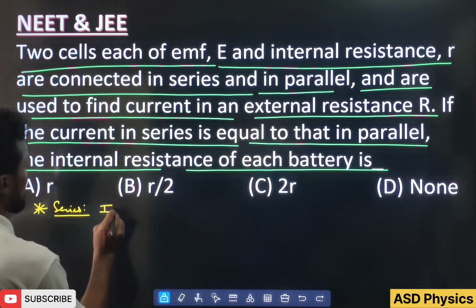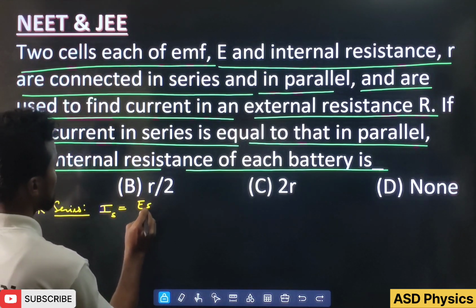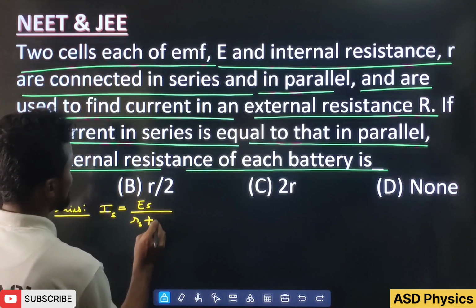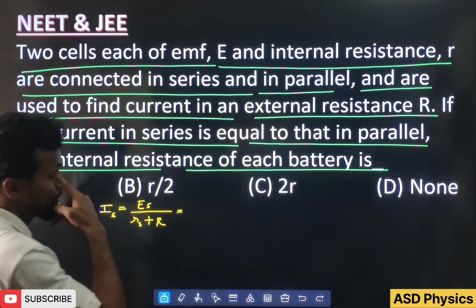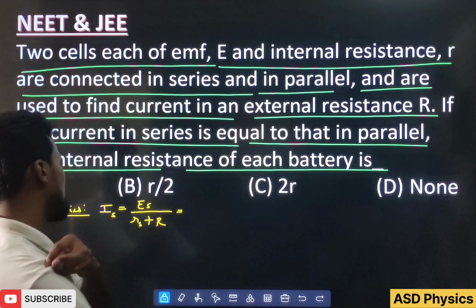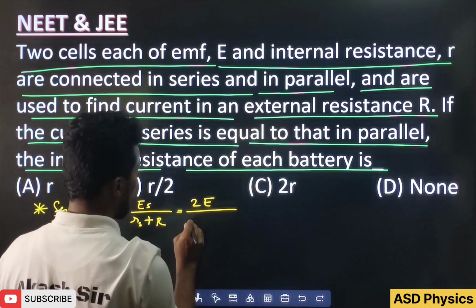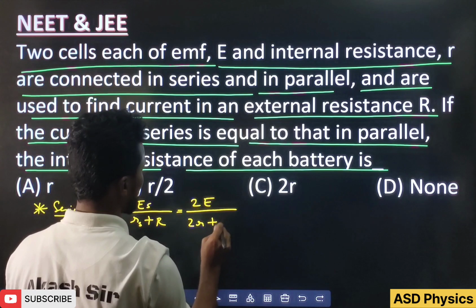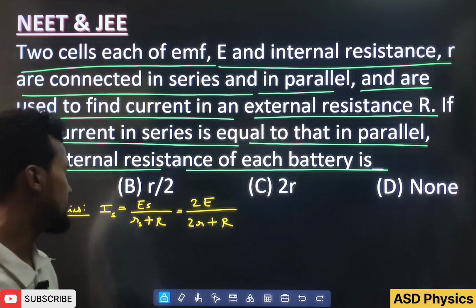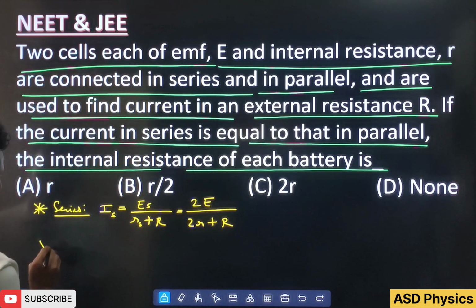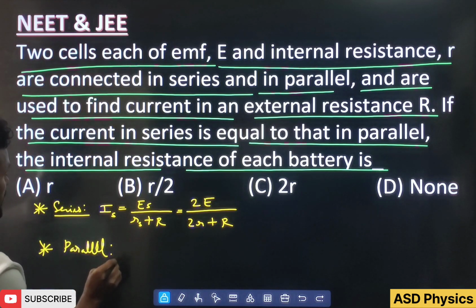So for series, I will write here the current I_s is equal to E_s by R_s plus capital R. See, E_s how much here? Two cells in series means 2E by 2r plus capital R. Okay, great.